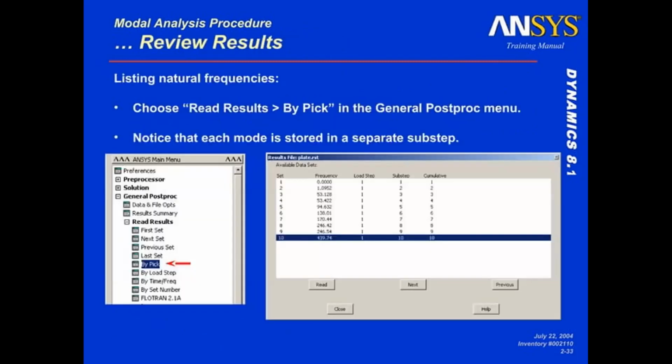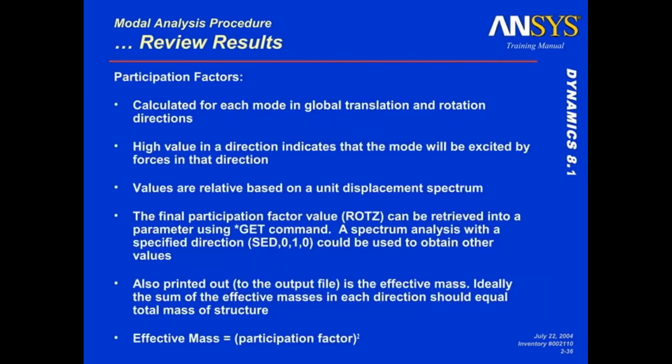Here we have the review of results. Choose results by picking the general postprocessor menu. Notice each mode is stored in a separate substep. Participation factors are calculated for each mode in translation and rotation directions. High values in a direction indicate that the mode will be excited by forces in that direction. Values are relative, based upon a unit displacement spectrum. The participation factor values can be retrieved into parameters using the GET command.